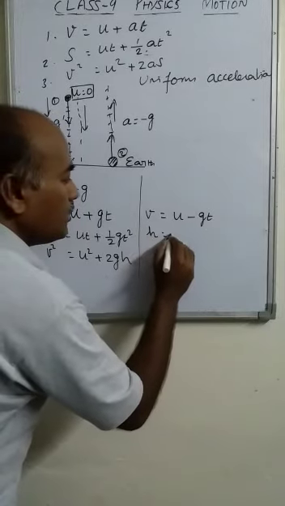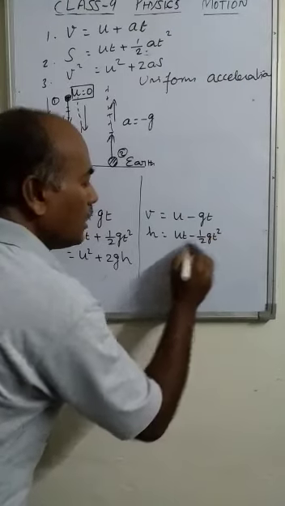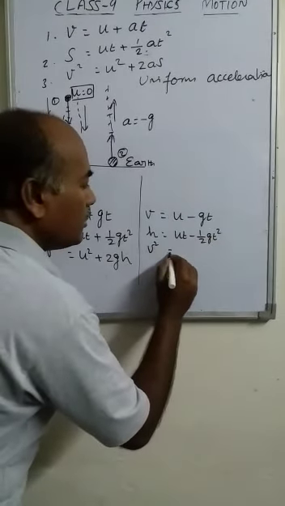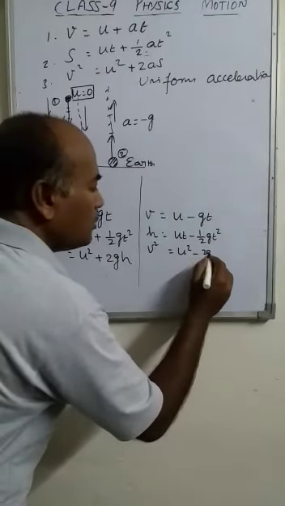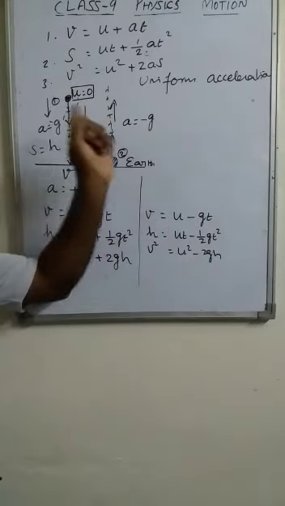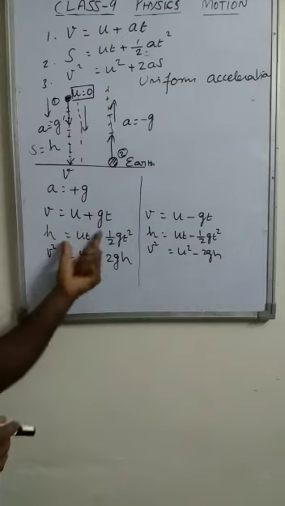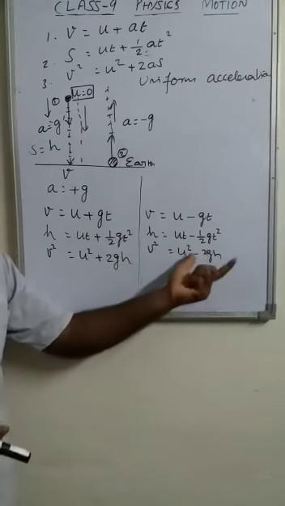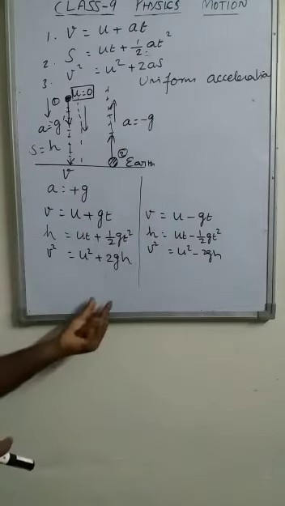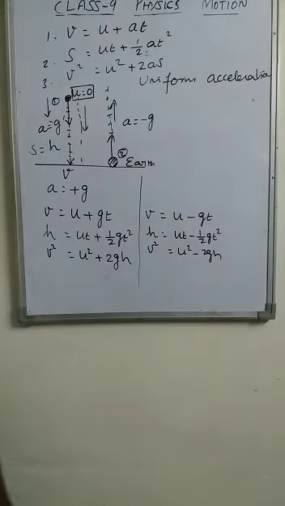h is equal to ut minus half gt square. And v square is equal to u square minus 2gh. The minus comes because the acceleration is negative. So for these motions, the equations of motion have been changed. For the downward motion it is plus, and for the upward motion we use negative.